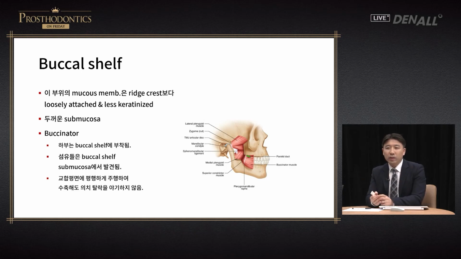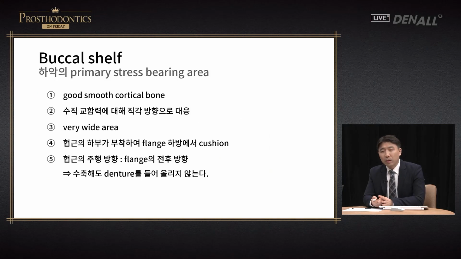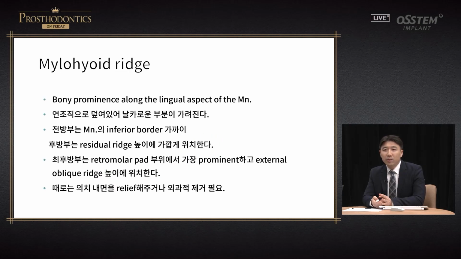I believe we need to get as much data on the buccal shelf as possible when we take the impression. That is very important. This is something that I've mentioned earlier. This is quite an extensive area, and it can withstand the vertical occlusal force, and it has a cushion effect because it is attached to the lower part of the buccinator muscle, and it does not lift the denture.